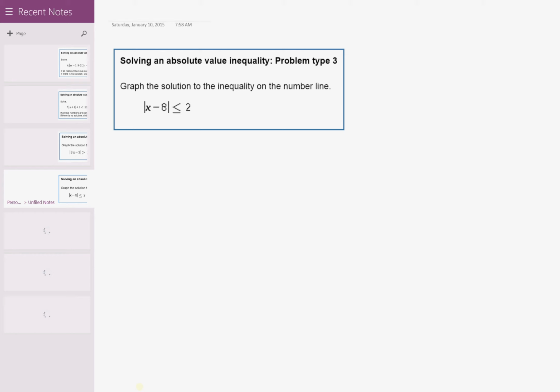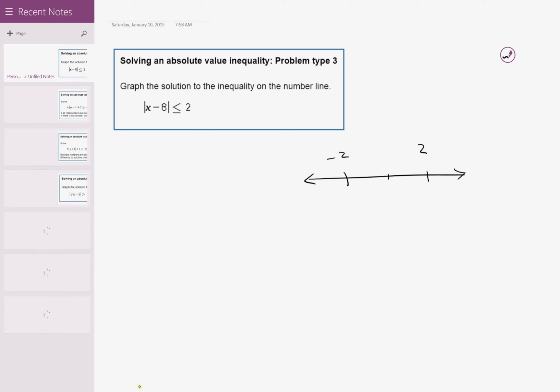We want to solve an absolute value inequality, and I'm going to work several different examples of this type of problem of differing complexity. Okay, we want to graph the solution to the inequality on a number line, and so what I have is that x minus 8 must be less than 2 from 0. So this right here, less than or equal to.